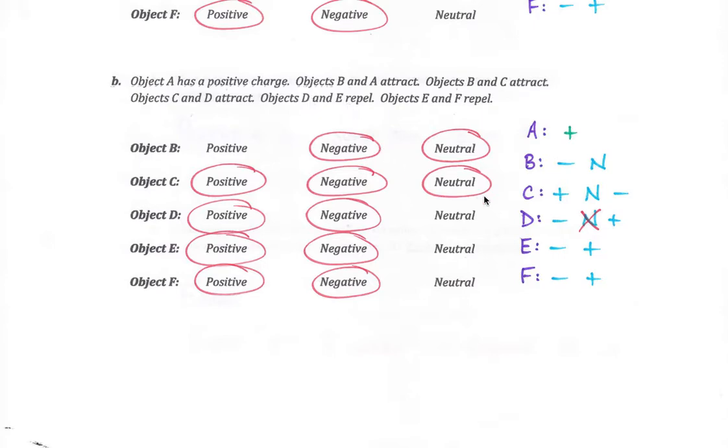And then I move on. D and E repel. Well, if D was neutral, it could not repel anything, so therefore I can eliminate neutral. That leaves D as positive or negative. And if D and E repel, that means E would be negative or positive. If E and F repel, again, negative or positive. So therefore, if I translate this over, B is negative or neutral. C could be anything. D, E, and F are either positive or negative.